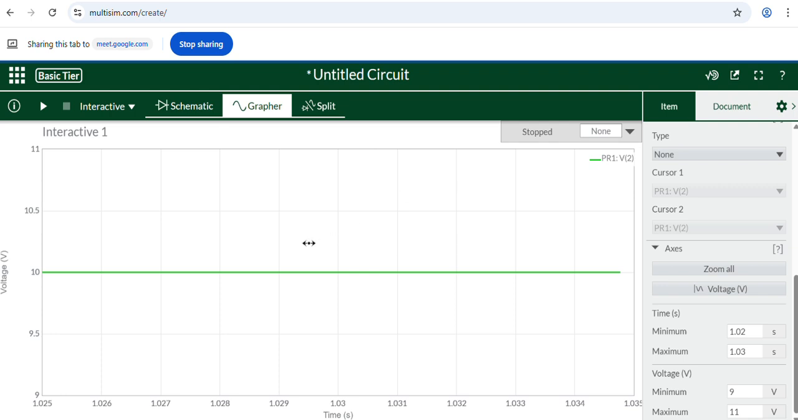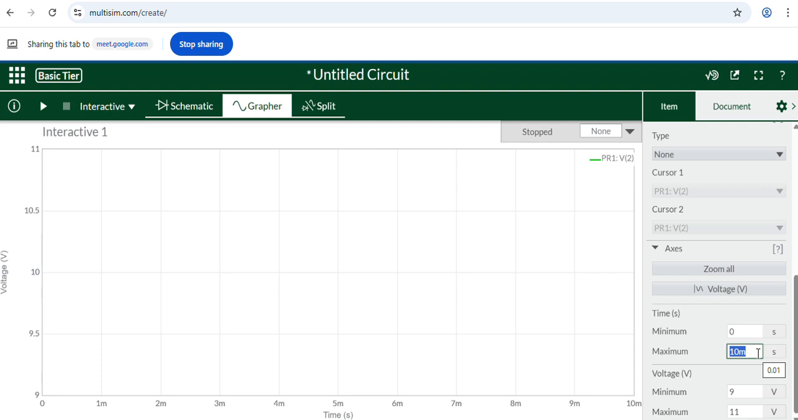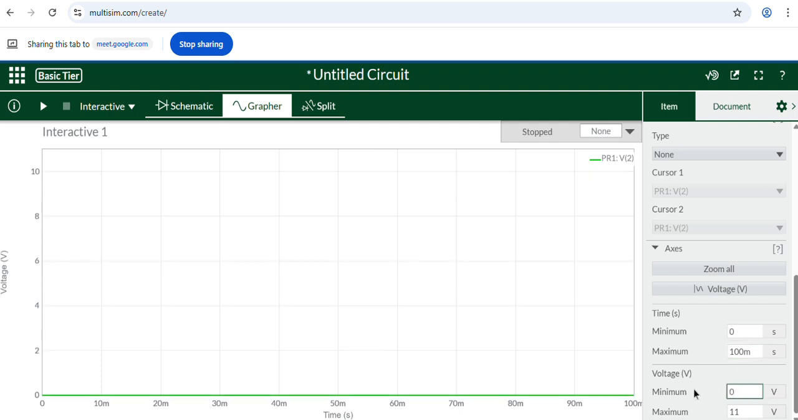Sorry for the interruption. So the solution is that we have to actually change the time. Now let's say we are starting from 0 and we want to see this till let's say 100 milliseconds, and this is 0. So here the capacitor is not charged. The voltage is at 0. Let's say 200 milliseconds is still not charged. Let's say 300 not charged.